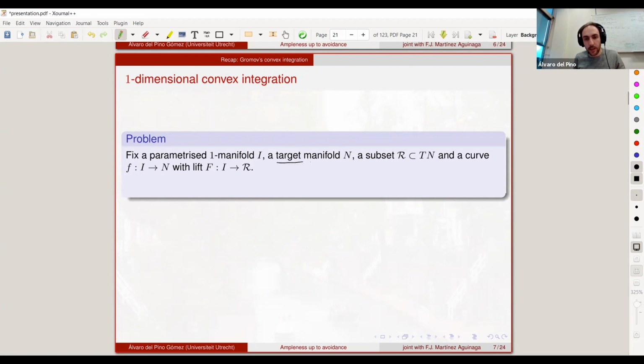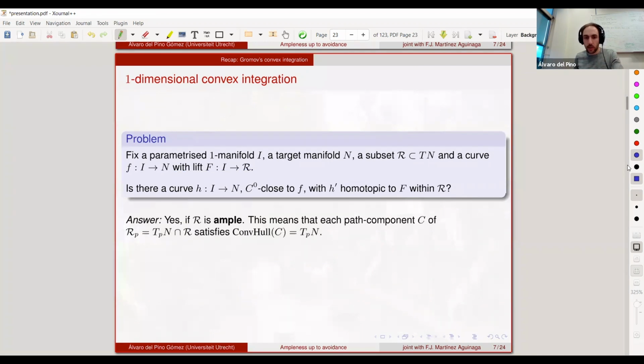You just have a target manifold N still, a one-dimensional manifold I, and it is still inside of all the possible velocities that my curves may have. I have a favorite subset, which I still call R, but now R is whatever; before it was the unit sphere. And the question is the same: given a formal solution, can I find a true solution nearby? And now this is where ampleness comes in. So basically, if the relation is so-called ample, then you're fine.